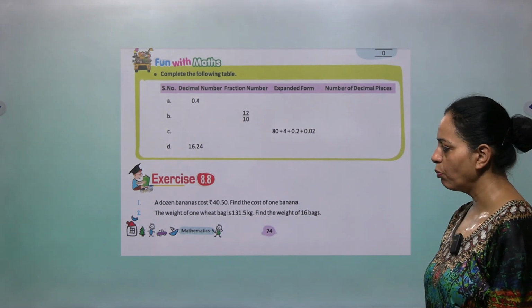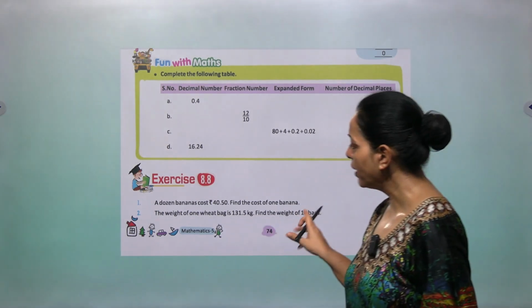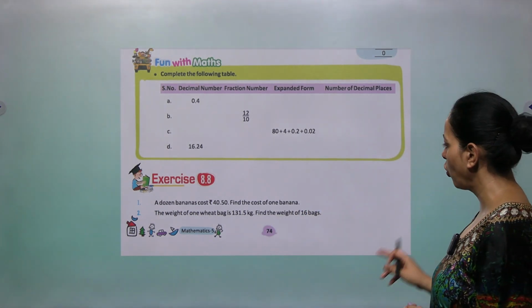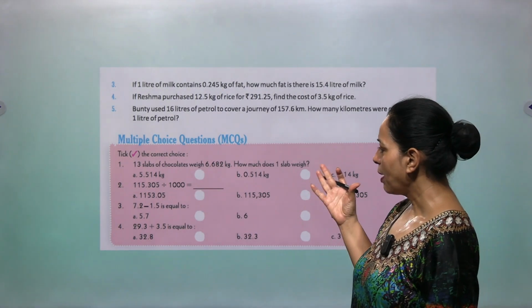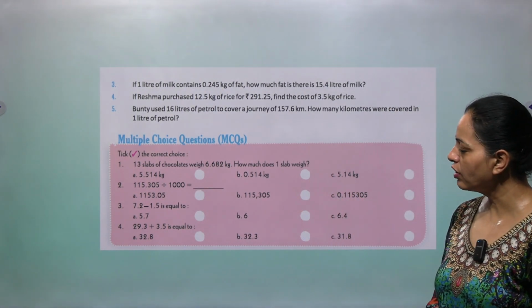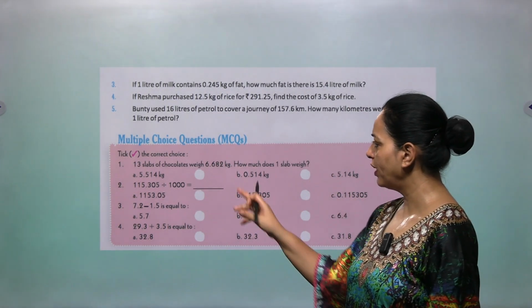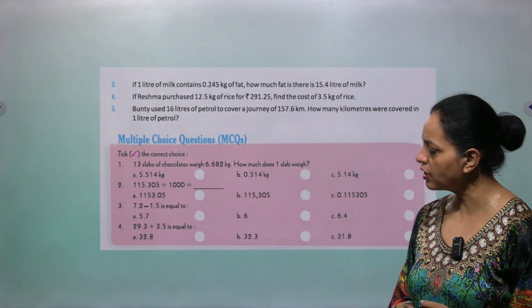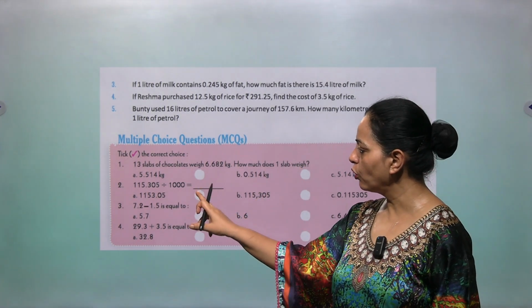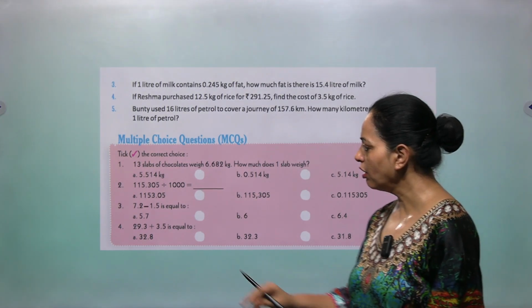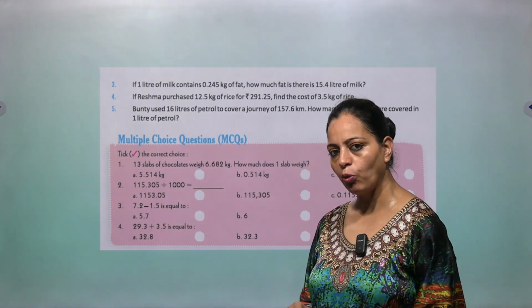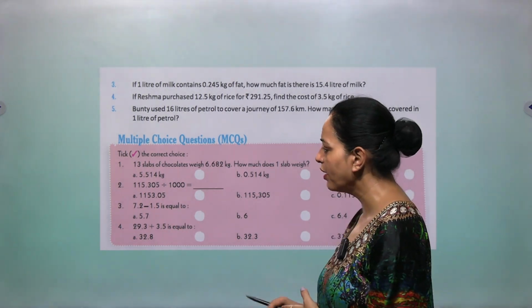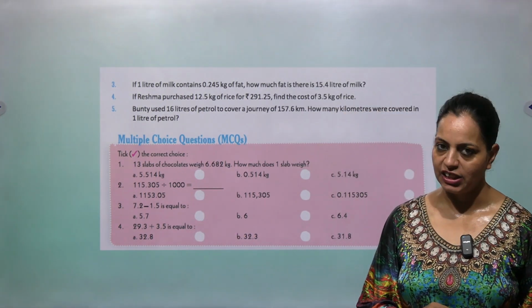And exercise 8.8 is also based on word problems. You can enjoy it. Similarly, some MCQs over here. Like the first one, 13 slabs of chocolate weigh this much. How much does 1 slab weigh? So what will you do? Division, okay? Similarly you can do the second question. And the third one, 7.2 minus 1.5, you can do subtraction here. And the fourth one, you can do addition.